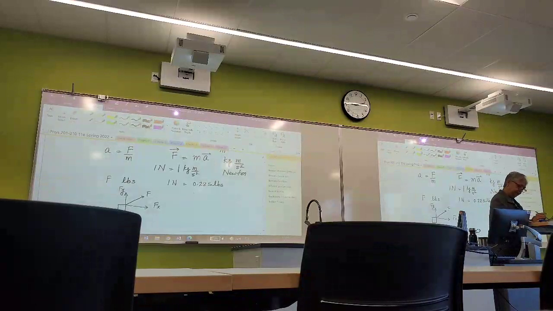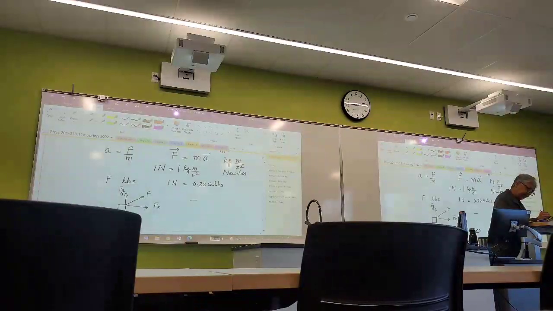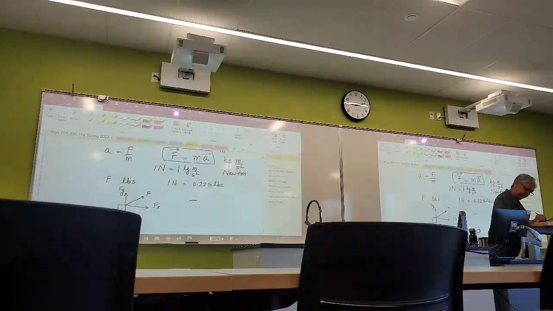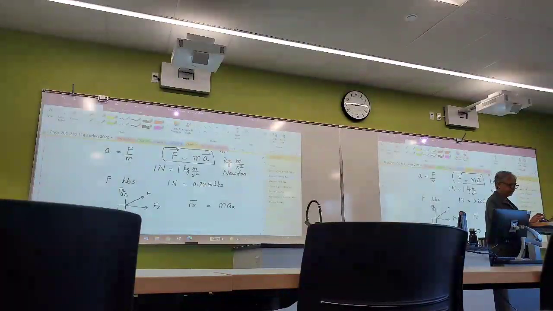That if there are multiple forces, so we say this equation here can be written in this form, which is what we use mostly. We say that the force in the x direction is equal to mass times acceleration in the x direction.